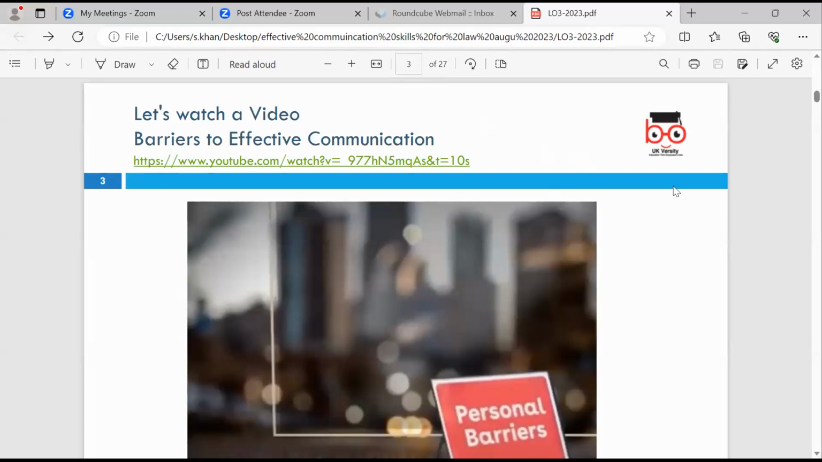So you can actually see from that video the different barriers to communication. Can you see the slides now? You have to come back.